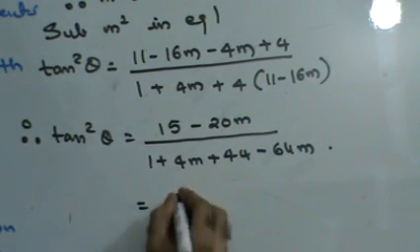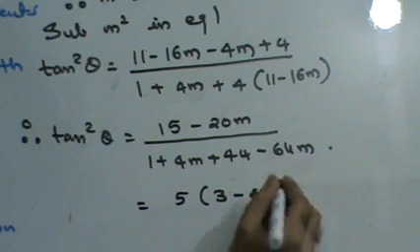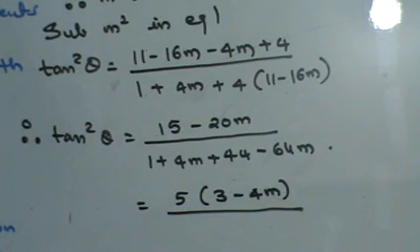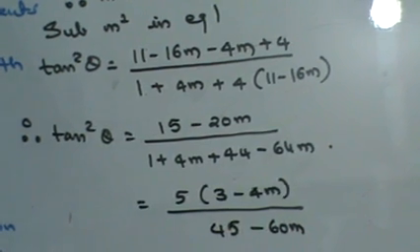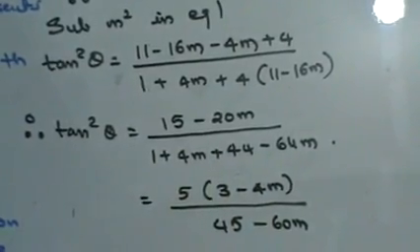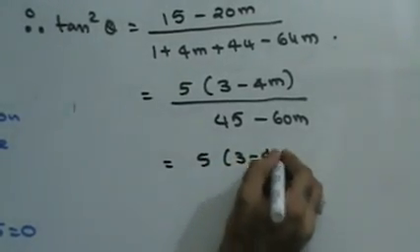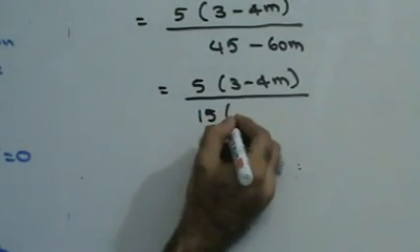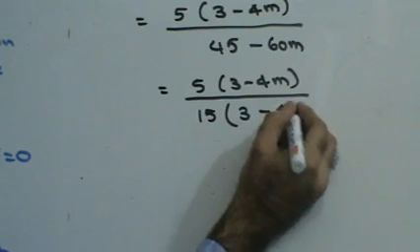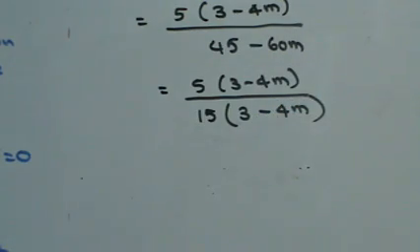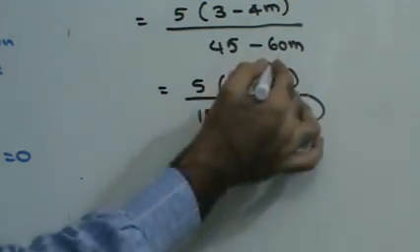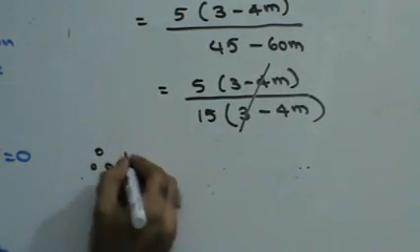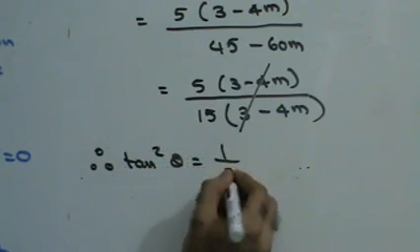So the numerator can be written as 15 minus 20m. I could take 5 common, so I'll have 5 times 3 minus 4m. In the denominator, minus 64m plus 4m is going to give you minus 60m. Similarly, 44 plus 1 is 45, so 45 minus 60m. I could take 15 common: 15 3s are 45, 15 4s are 60. So I'll get 15 times 3 minus 4m. 3 minus 4m in the numerator and denominator cancels. So I will get tan square theta is 1 upon 3.